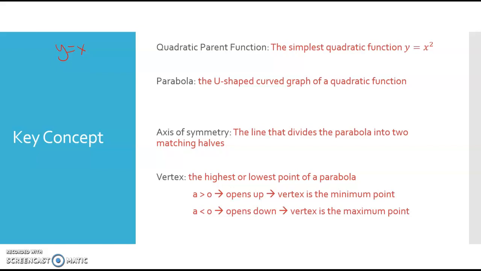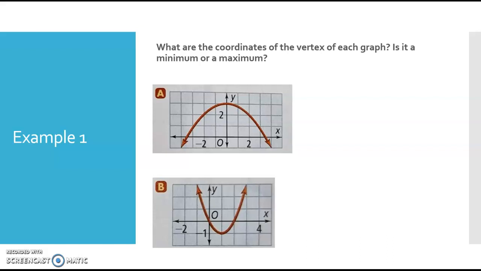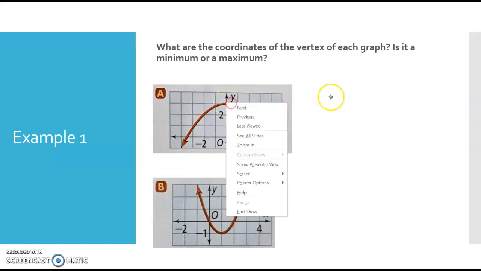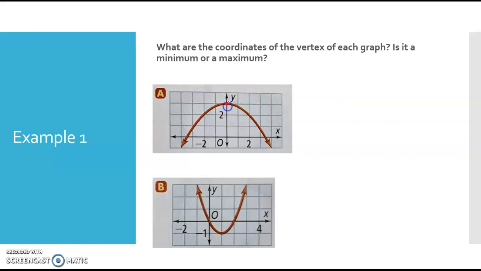All right, so let's actually use some of this vocabulary. What are the coordinates of the vertex of each graph? Is it a minimum or a maximum? It's as simple as go to the top of your U or the bottom of your U. Of course, I tried to draw a dot and it wants to be all picky, right? That point, or over here, this point, those are our mins and our maxes.